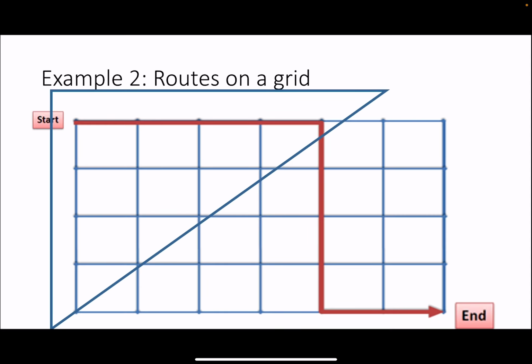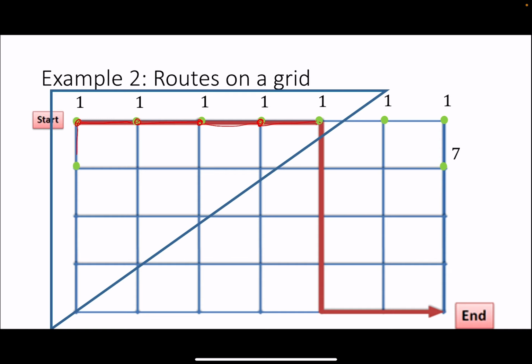Next example, we have routes on a grid. So we have our starting point right there. The reason I have a triangle is I'm going to use Pascal's triangle right here. When I'm right there, I have one way to get from here to here. And when I'm here, I have one way to get to there. From here, there's only one way to get here, and so on. But when I'm here, it's seven ways to get here, and we'll see why.